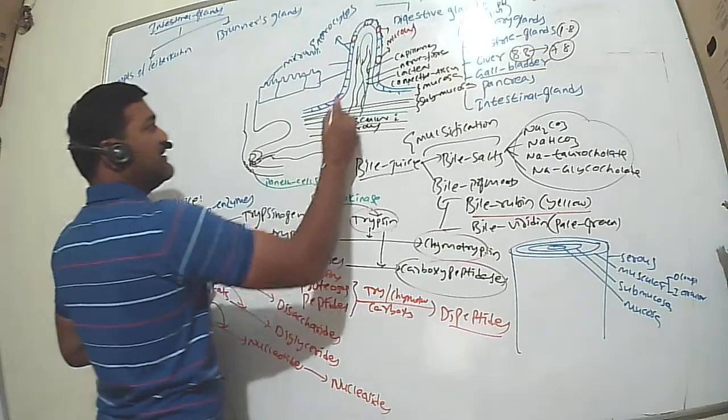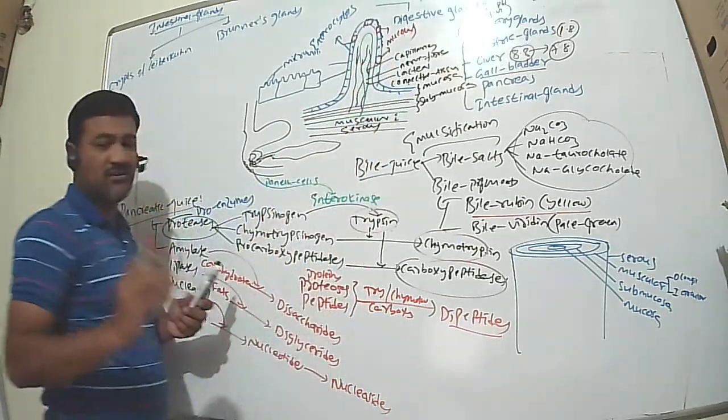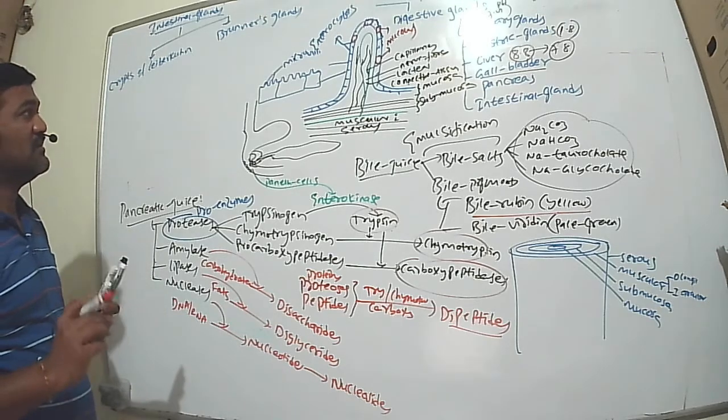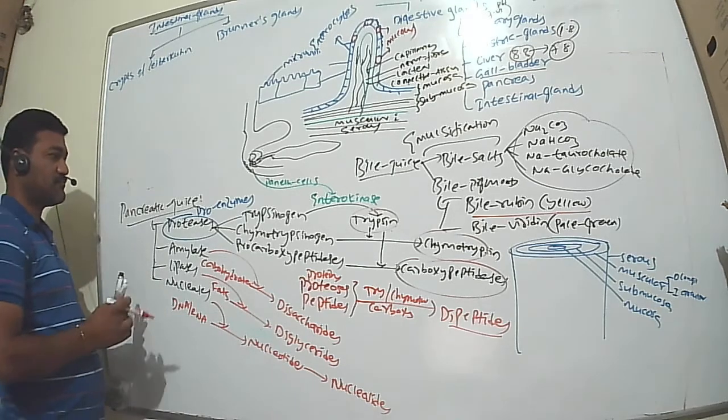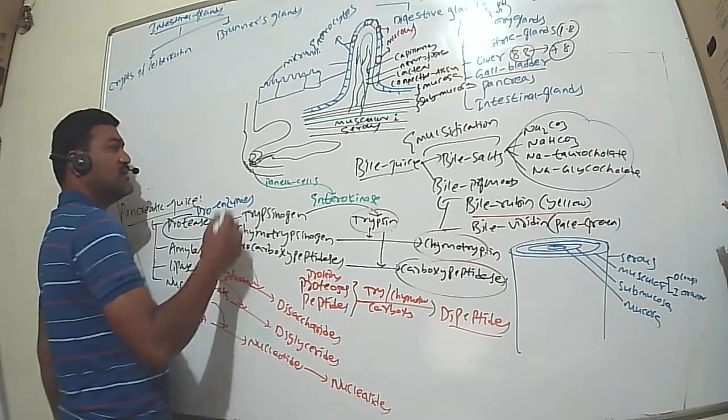So the cells lining the villi are called enterocytes. Here and there are some enterocytes which are called goblet cells. They release mucus, because this mucus has to reduce the acidic chyme.